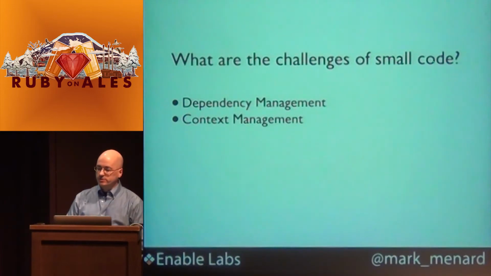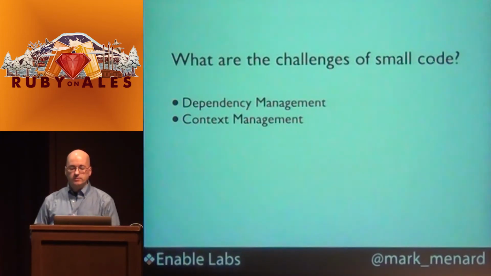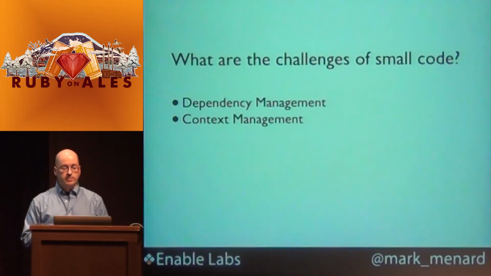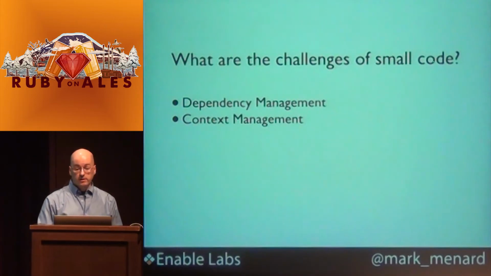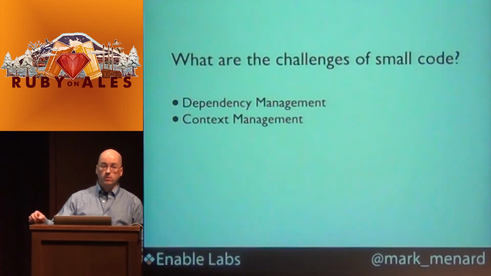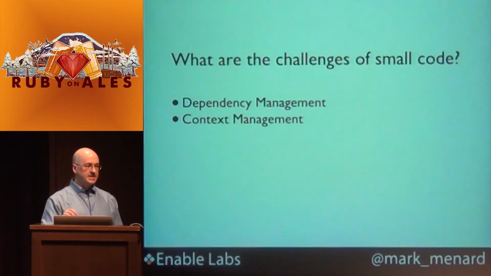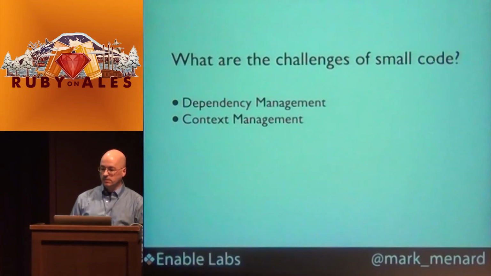So, the challenges. When we start composing objects together, it forces us to manage our dependencies. Managing dependencies is one of the most important aspects of object-oriented design. It's a fundamental enabler of small code. One of the largest goals of using small code is to be able to be context independent.